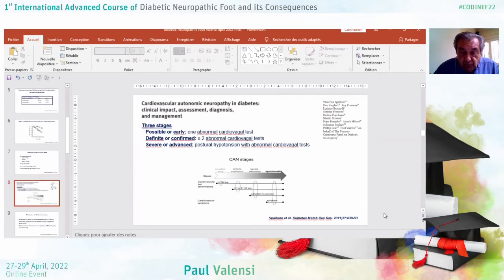Also, in the Toronto consensus, we agreed on three stages for CAN: possible or early, based on one abnormal cardiovagal test; definite or confirmed CAN, based on at least two abnormal cardiovagal tests; and severe or advanced, based on the presence of postural hypotension together with abnormal cardiovagal tests.